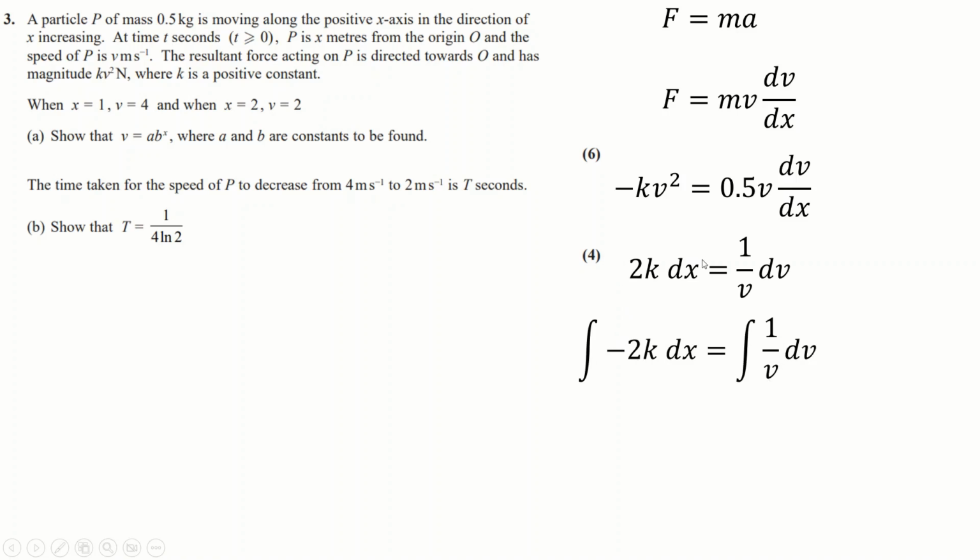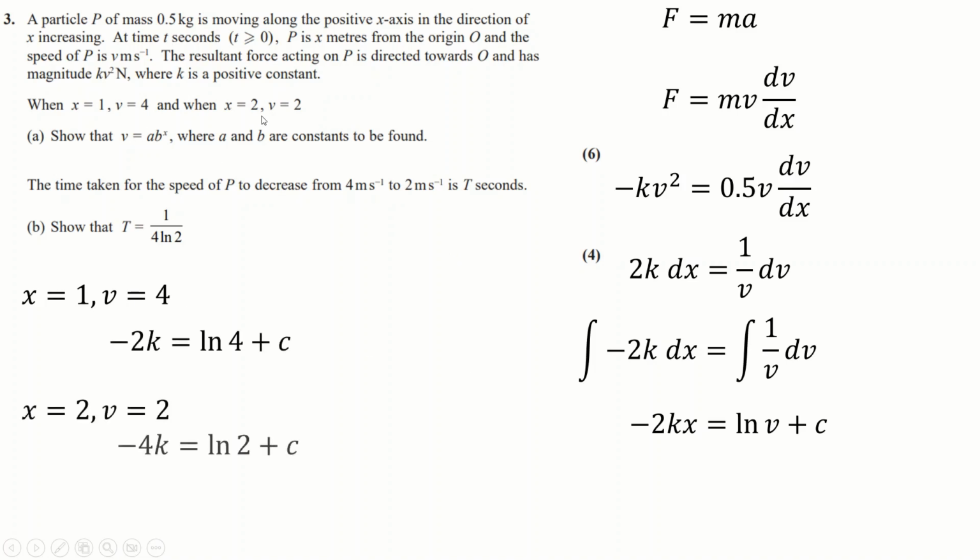We could just integrate both sides here to get this, with a plus c. We've got some initial conditions, in fact, we've got 2 of them. When x is 1, v is 4, so we'll put those in. We'll get this. When x is 2, v is 2, we'll get this.